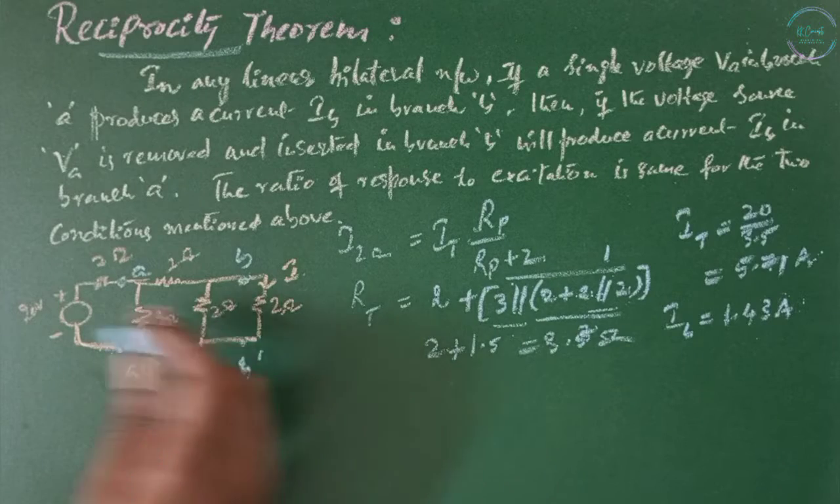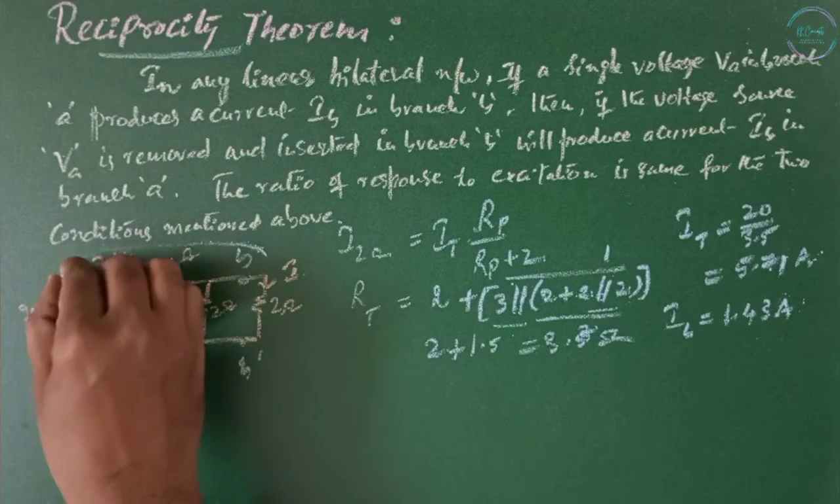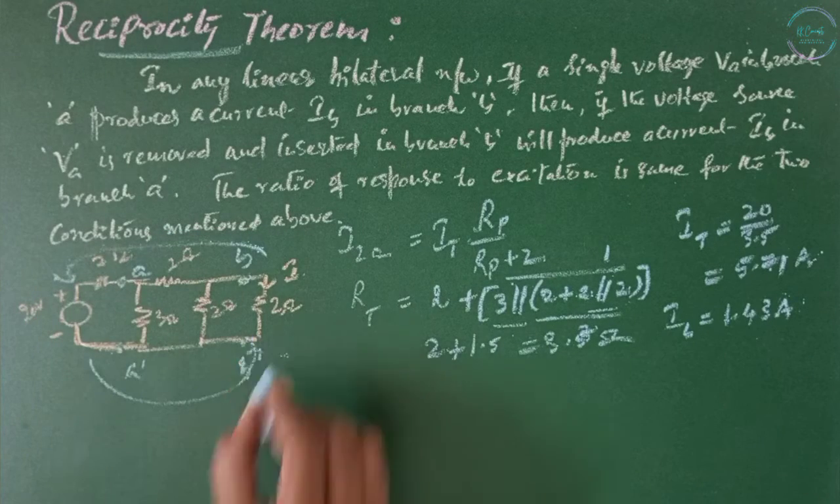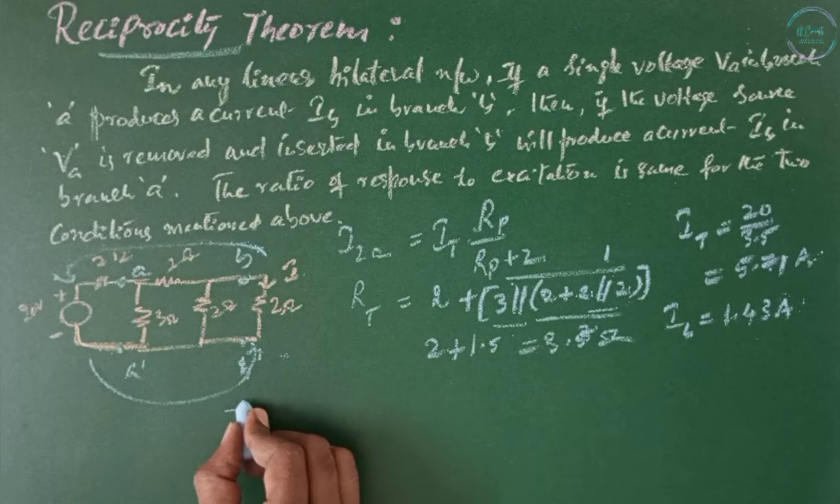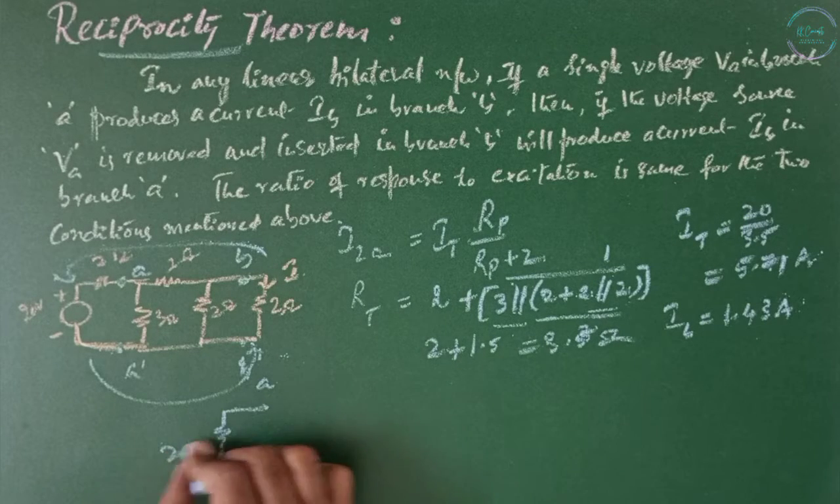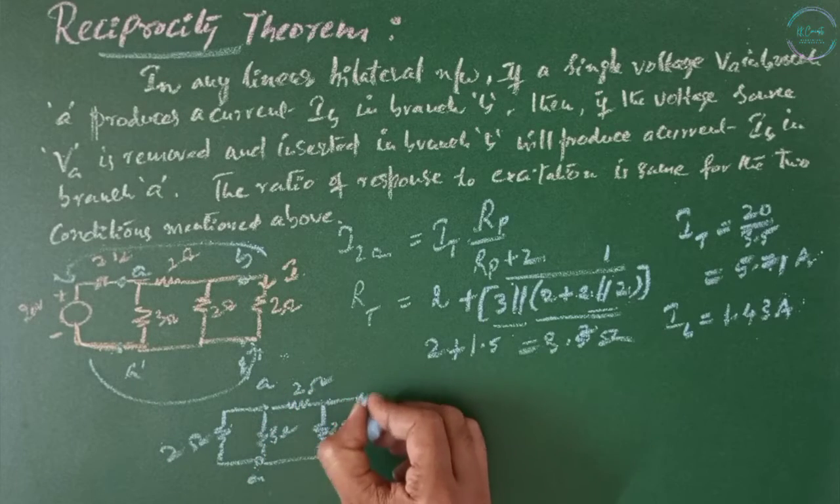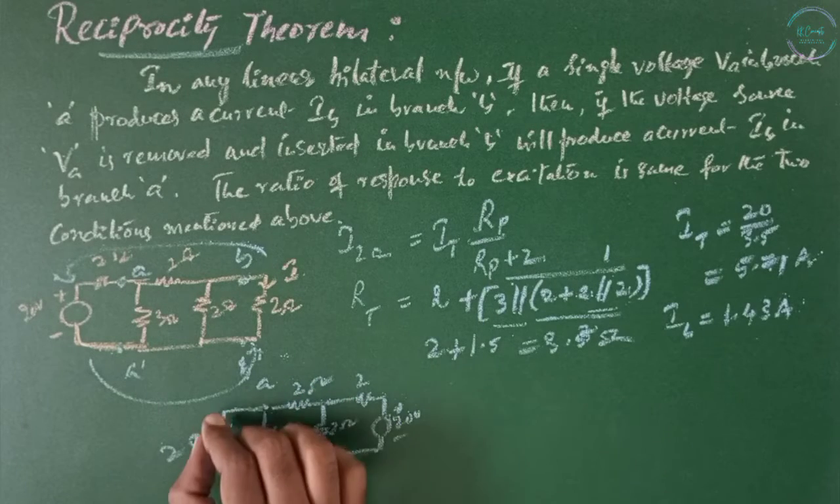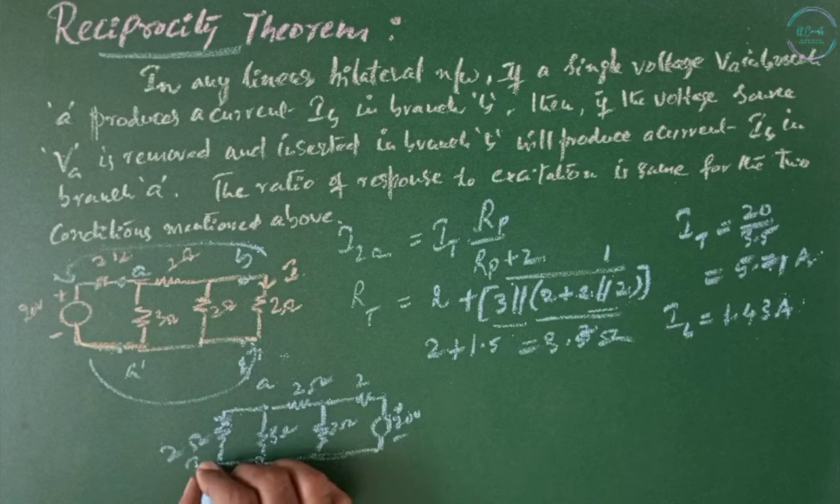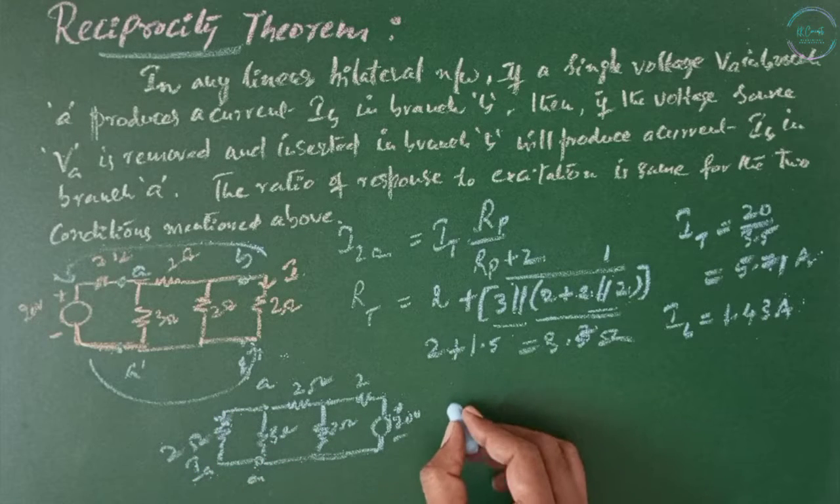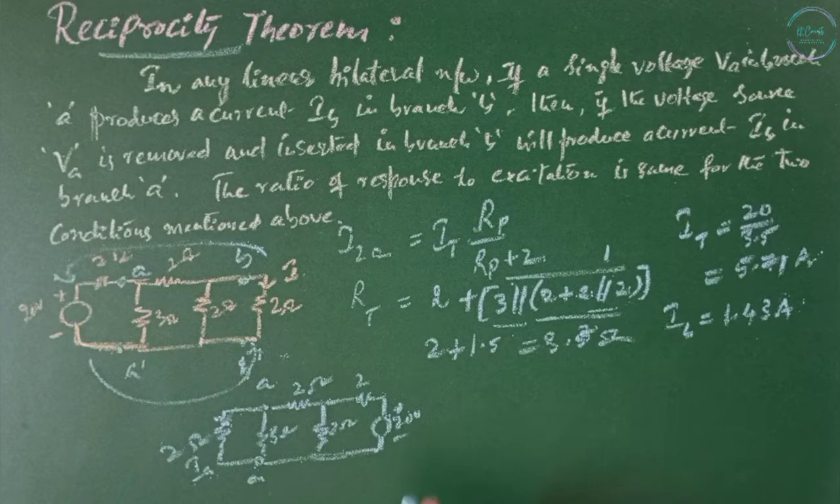After replacing these branches, take this branch to here and this branch to here. The network will be as shown. Now in this case we need to find the current IA. Then the same formula we can use.